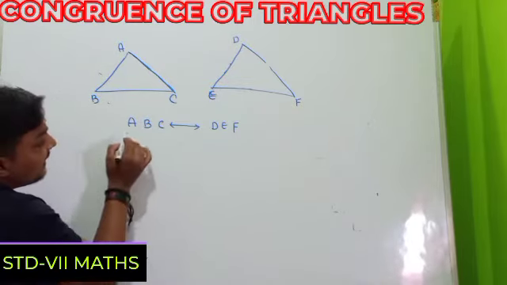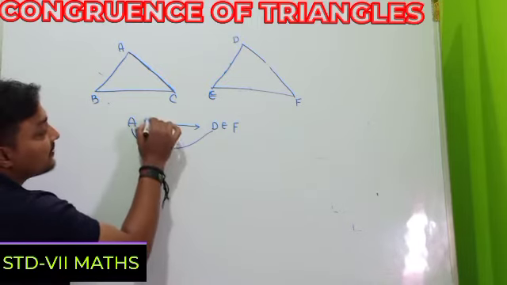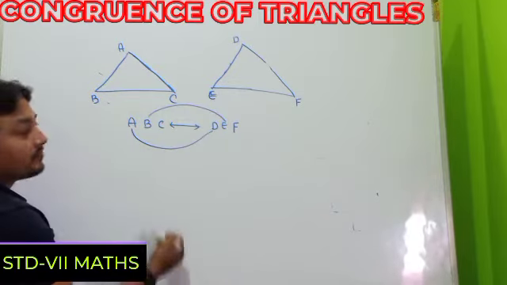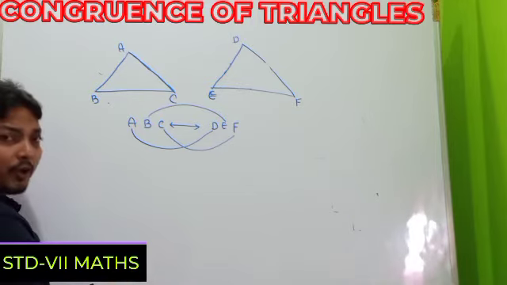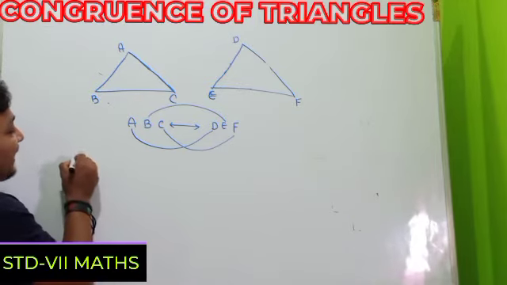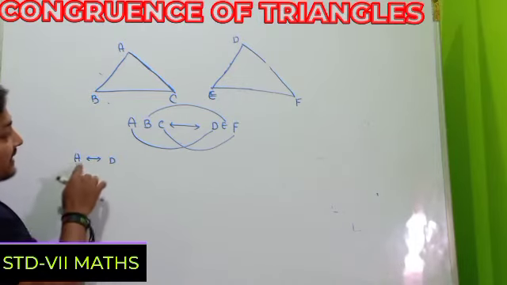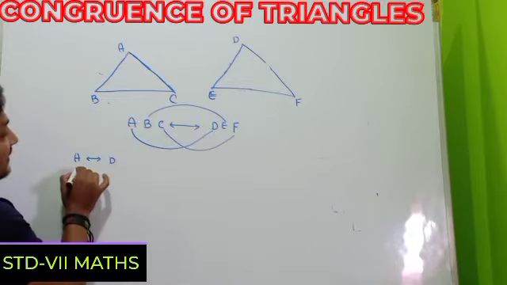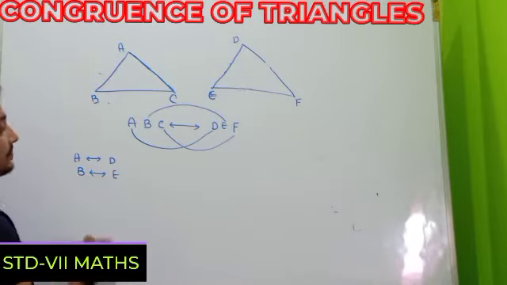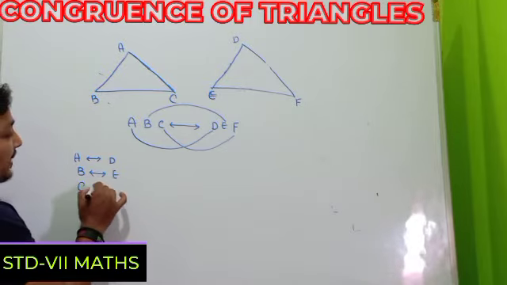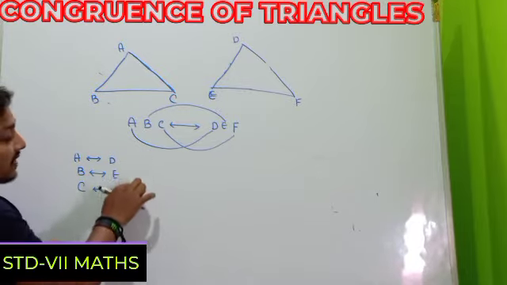That thing is A vertex matching with D. First one matching, second one matching, third one matching. So I can say A matching with D. A vertex means starting matching with starting. Second one matching with second one. Third one matching with third one. So these were the vertices.